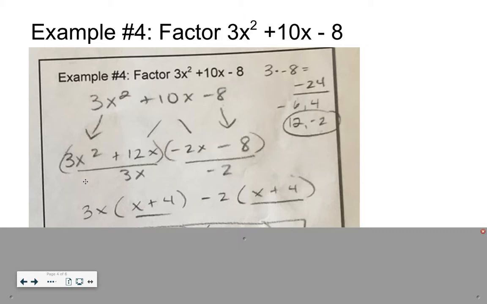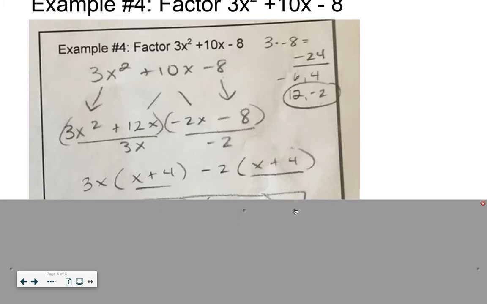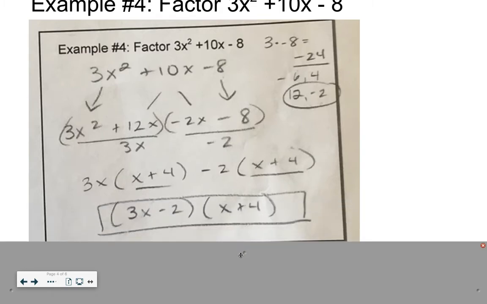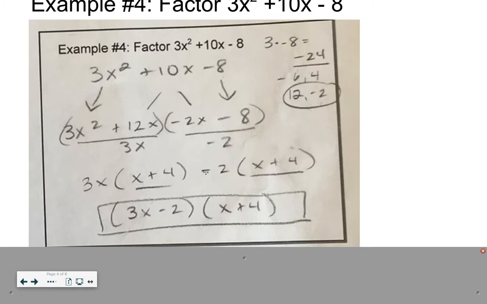On the outside, 3x squared divided by 3x is x. 12x divided by 3x is 4. Put the negative 2 on the outside. Negative 2x divided by negative 2 is x. Negative 8 divided by negative 2 is 4. You have two matching binomials, which is what you want, so that's one of them. And the other one is made up of this 3x minus 2.